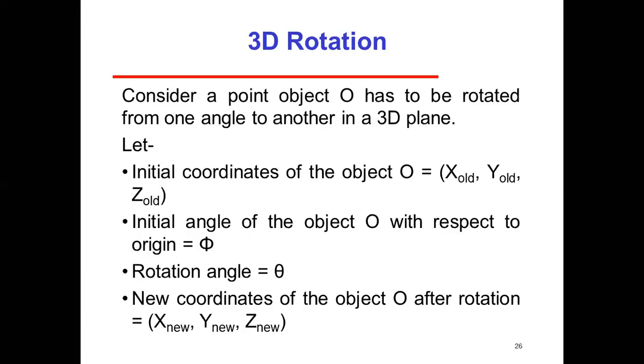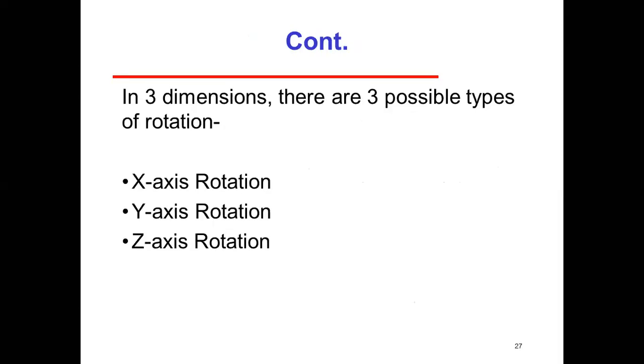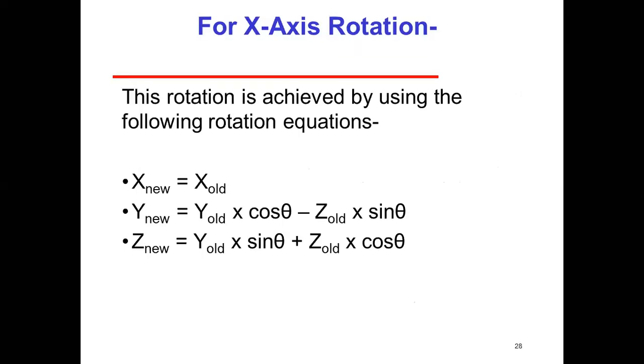Now, with the help of the equations or the matrix, we can calculate the new points, x new, y new, z new. We will use different equations. First, we will see whether the rotation in the problem is about the x-axis, y-axis or z-axis, and accordingly we can choose the equation. We are already aware there are three possible types of rotation: x-axis rotation, y-axis rotation, z-axis rotation. If we rotate our object about the x-axis, then what will be the equations?